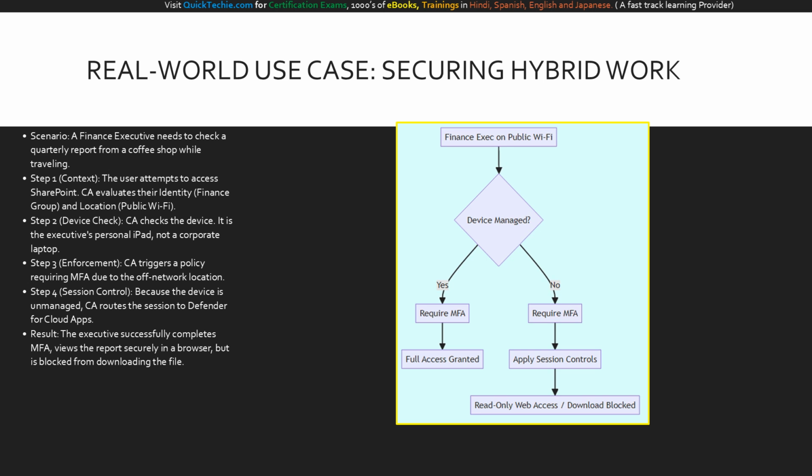This final flowchart maps out the executive's journey. Starting at the top, the finance exec attempts access from public Wi-Fi. The first major decision gate asks, is the device managed? If they had their corporate laptop, the yes path leads to an MFA prompt, followed by full access granted. But because they are on an iPad, the no path is taken. They are still required to pass MFA to prove their identity, but then we apply session controls. This culminates in the final secure state: read-only web access where all downloads are strictly blocked. This is the true power of Microsoft 365 Zero Trust architecture.